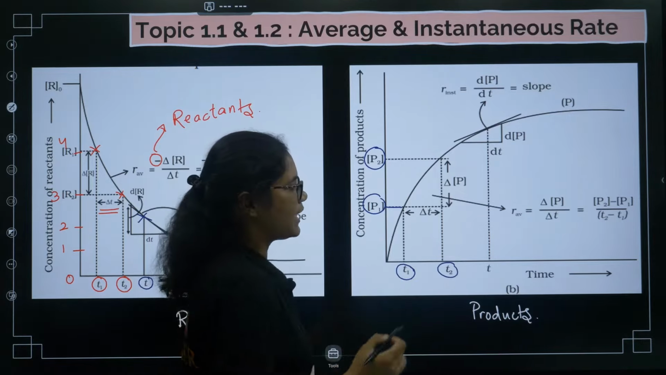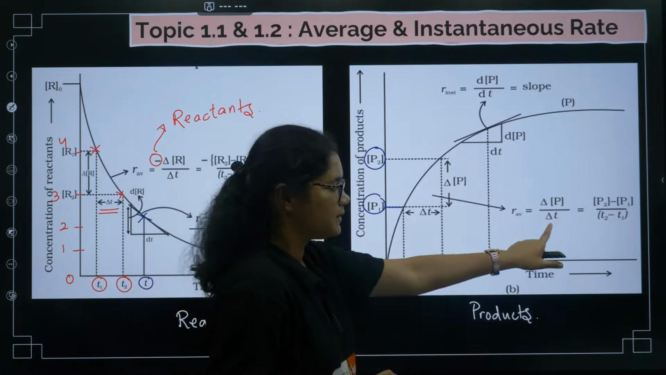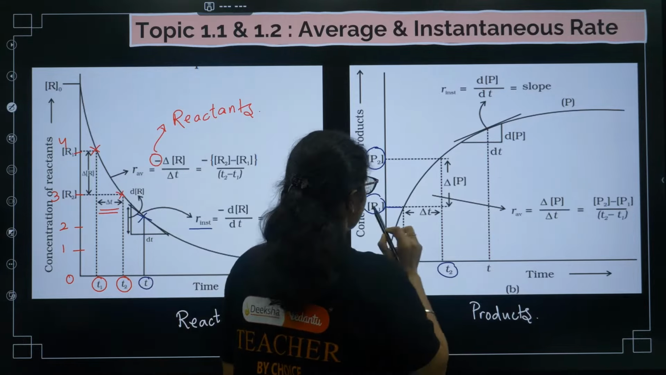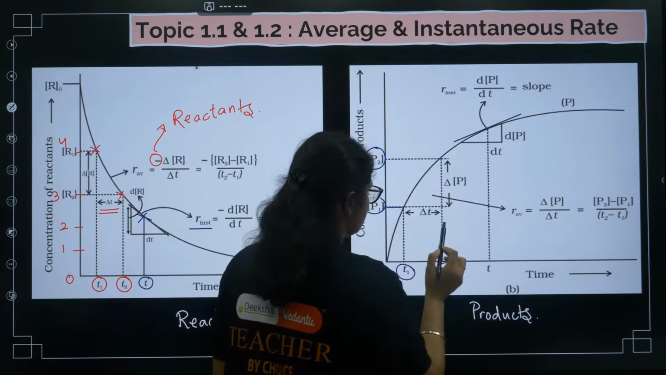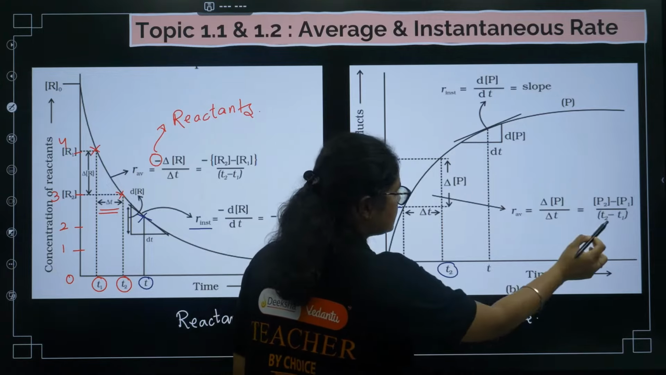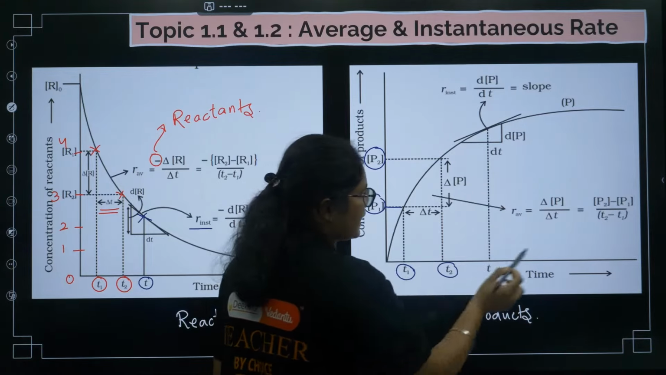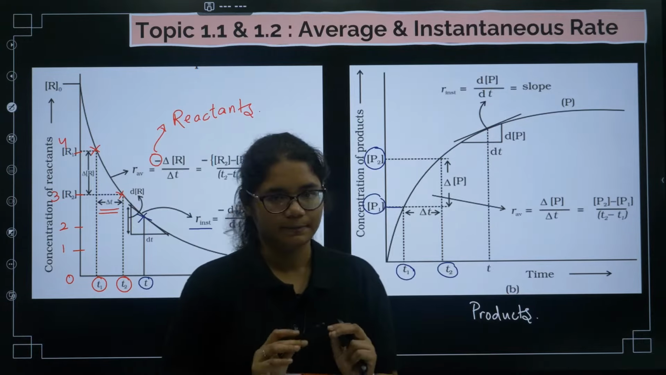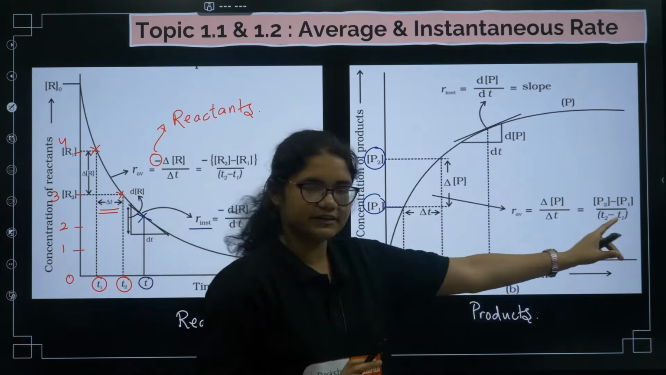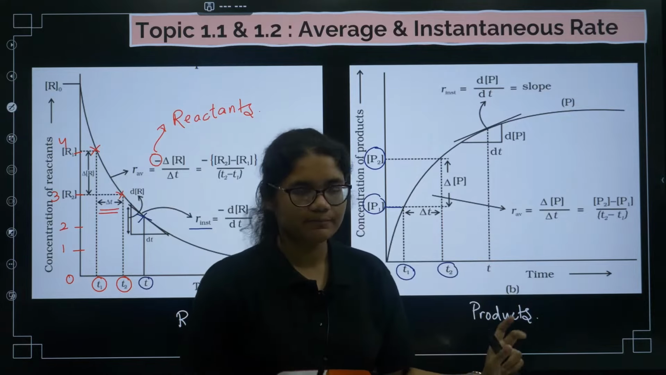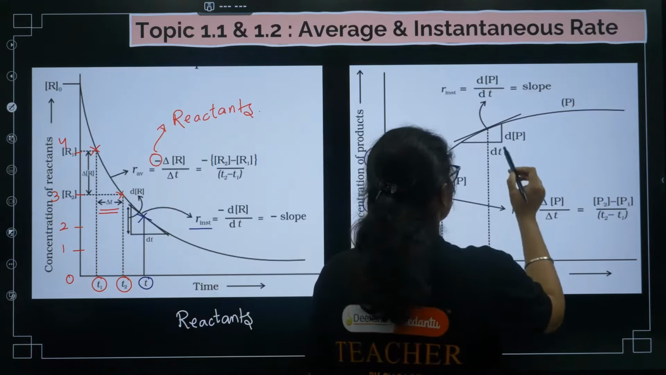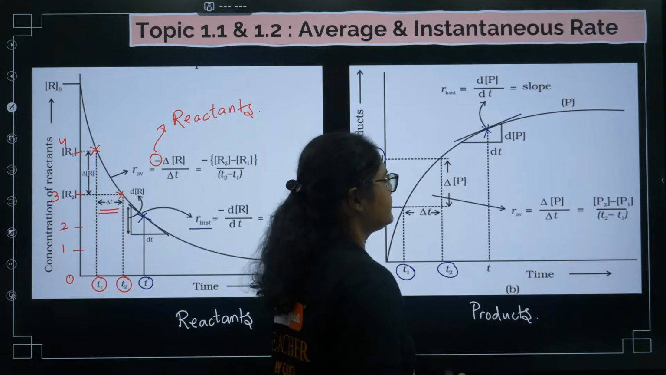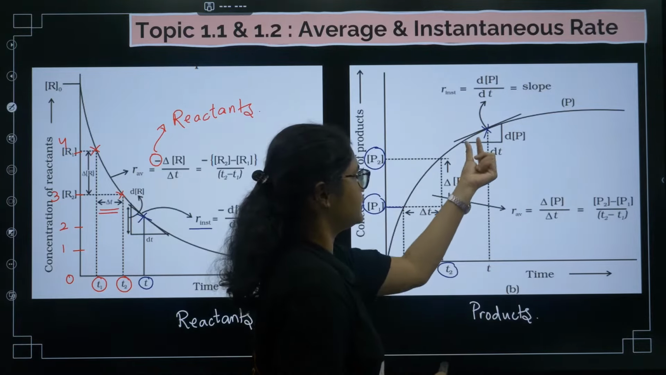So now if I want to calculate the average rate, it is delta P by delta T. So here you can see the final concentration P2 minus the initial concentration P1 divided by, for P2 the time is T2 and for P1 the time is T1, right? So P2 minus P1 by T2 minus T1. Getting? So we have got the average rate, that is delta P by delta T, and then if we want to calculate the instantaneous rate, right? For instantaneous rate what we can have, this particular slope.